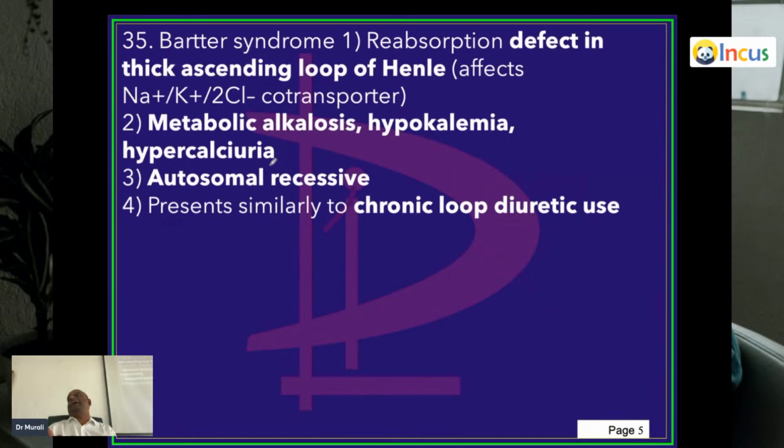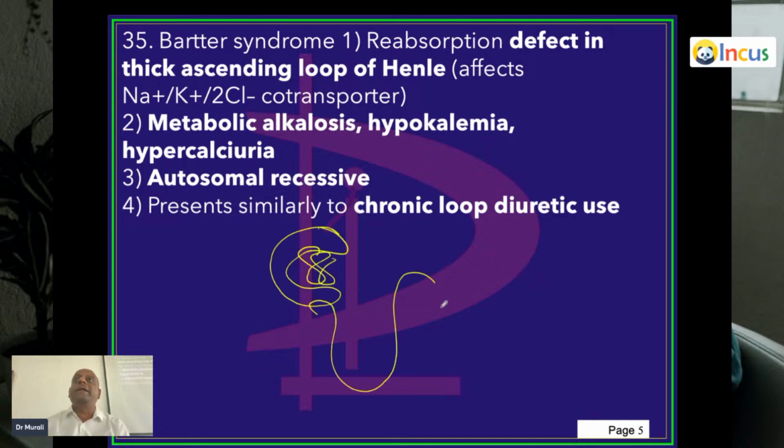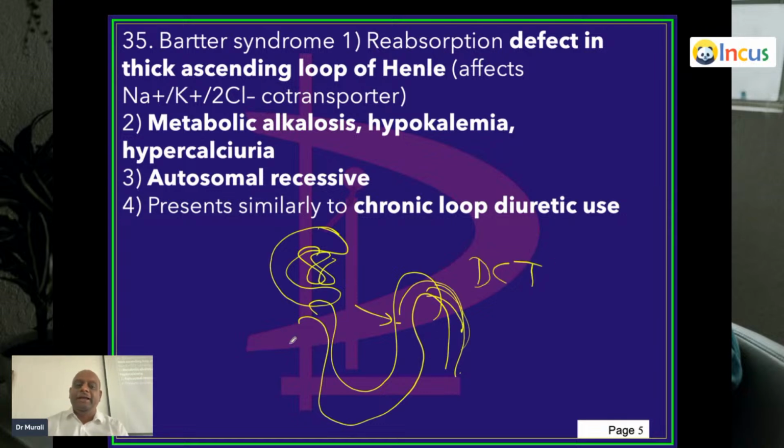What is Bartter? Bartter syndrome is the problem in the thick ascending limb of the loop of Henle. There is a glomerulus, there is a Bowman's capsule, there is a descending, then ascending limb of the loop of Henle. In that there is one thick part, thin part. So you have a thick part before it becomes the distal convoluted tubule. This is DCT, this is PCT, and this is the ascending limb of the loop of Henle before it merges with DCT. You have the thick ascending limb of the loop of Henle.